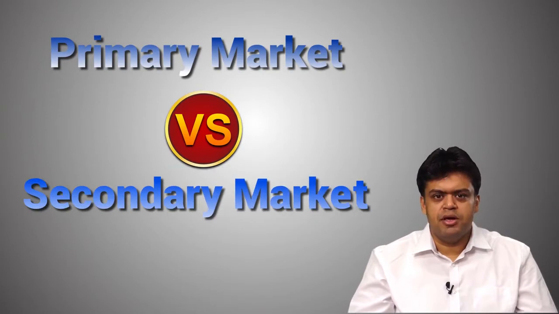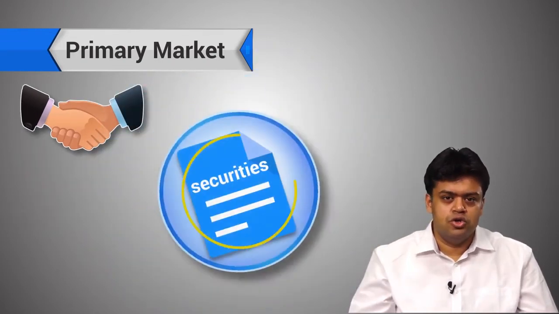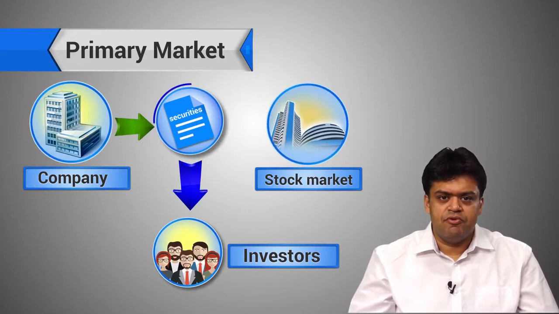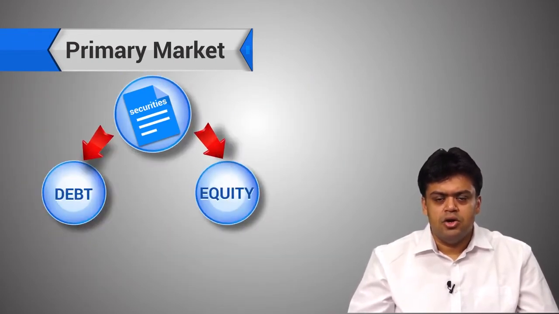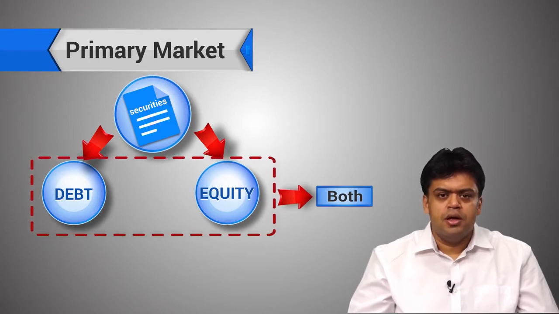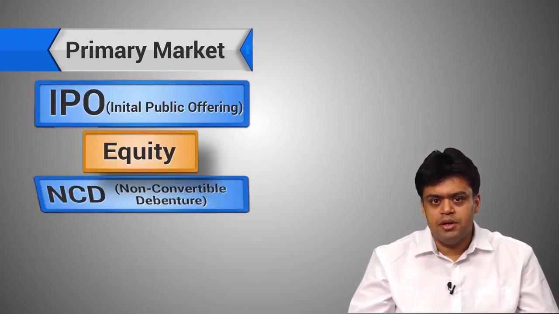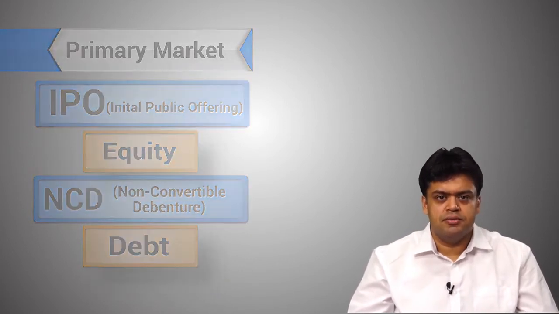In this video, I'll talk about the difference between primary and secondary market. Primary market is where the company is directly participating in the market and issuing new securities, and the investors are buying these securities. Hence, they provide the funds to the companies. These securities could be debt or equity or both. Examples are IPO or NCD. IPO is equity and NCD or non-convertible debenture is an example of debt.